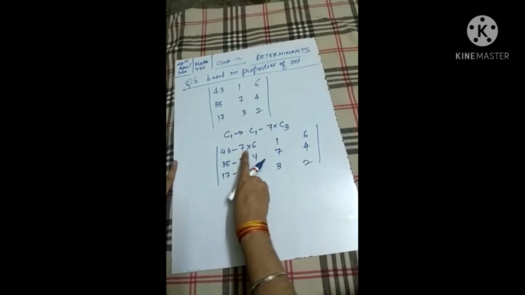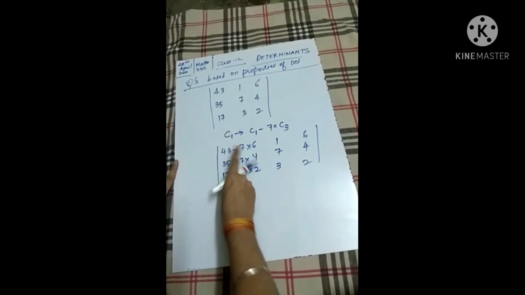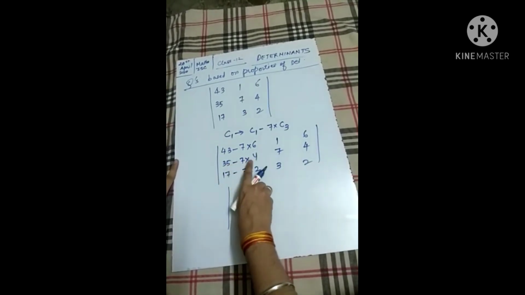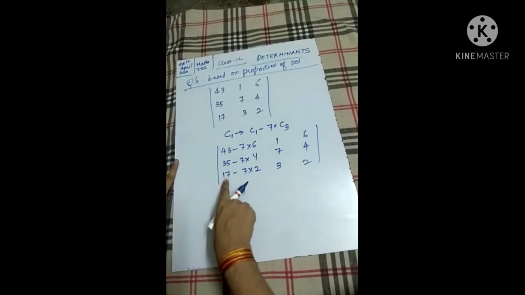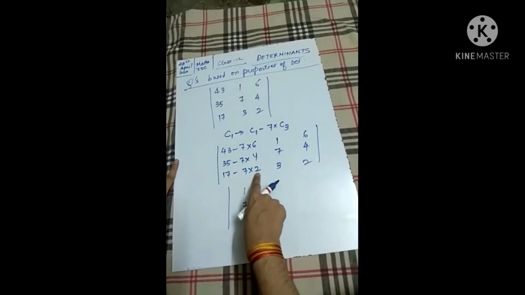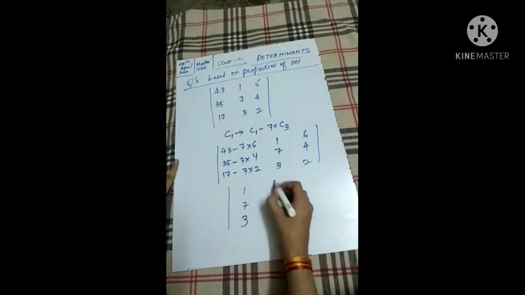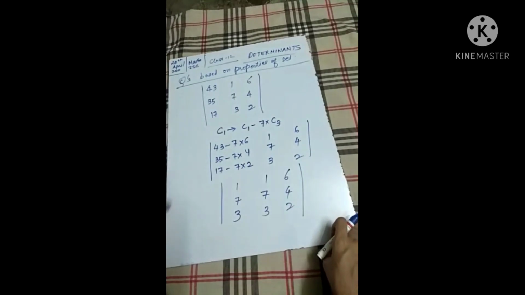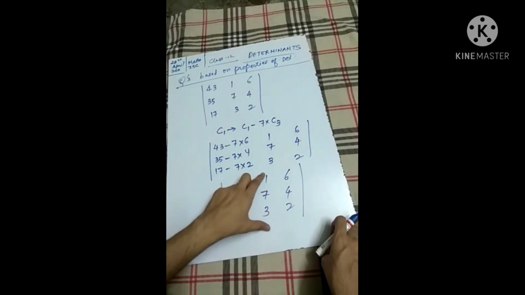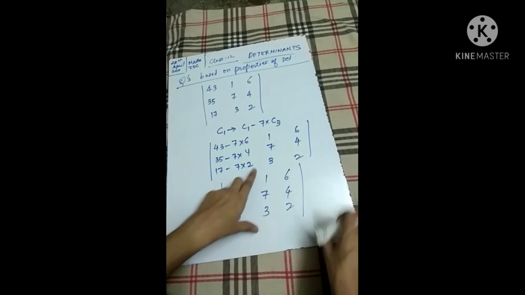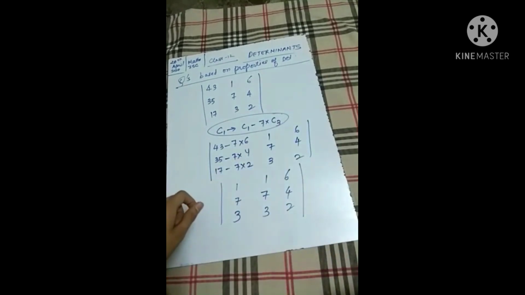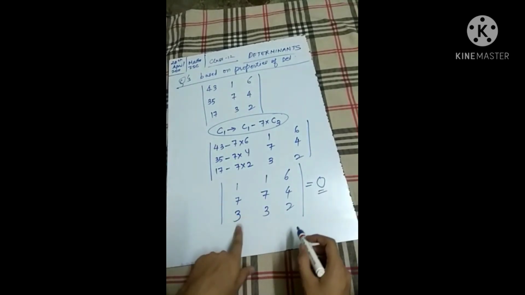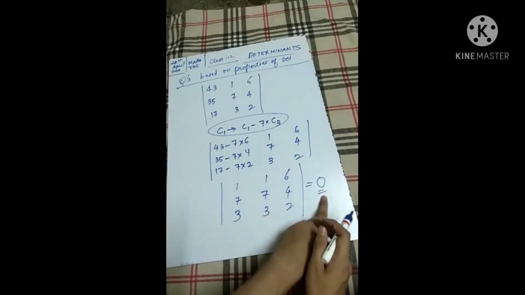7 sixes are 42, 43 minus 42 will give you 1. 35, 7 fours are 28, 35 minus 28 will give you 7. 17 minus 7 twos are 14, 17 minus 14 will give you 3. So from here we can conclude that this column and this column become the same on using this transformation. Hence, by the property of determinants, we can directly write that the answer is 0.